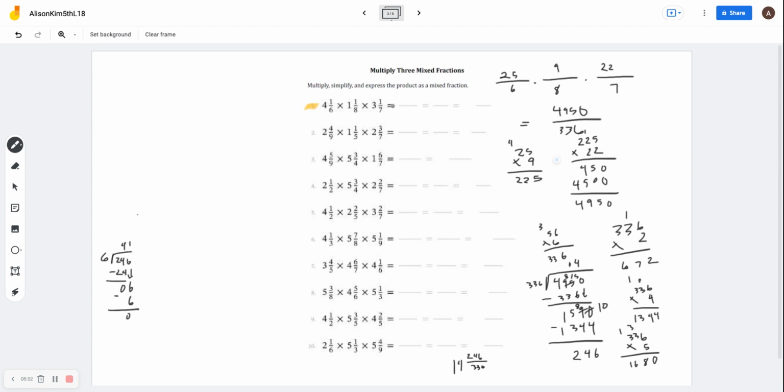So our mixed fraction will be 14 and 41 over 56. And we know that it's 56 because right here, 56 times 6, we got 336. So we know that it simplifies to 56.